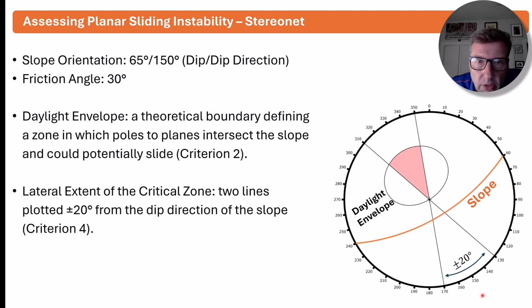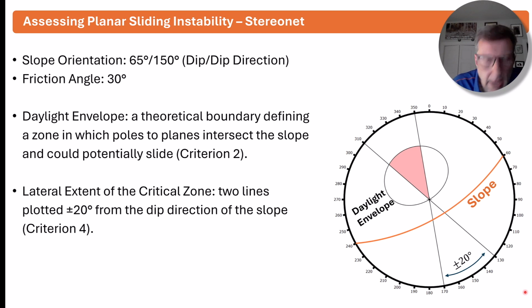So our slope has a dip direction of 150 degrees right here. So we have 130 degrees and 170 degrees. And we plot these 2 straight lines. They cross through the center of the circle, and they cross through the daylight envelope. Now, these crossing lines cut through the daylight envelope, and they form this red cone. Any poles to planes of discontinuities in this zone are potentially unstable.